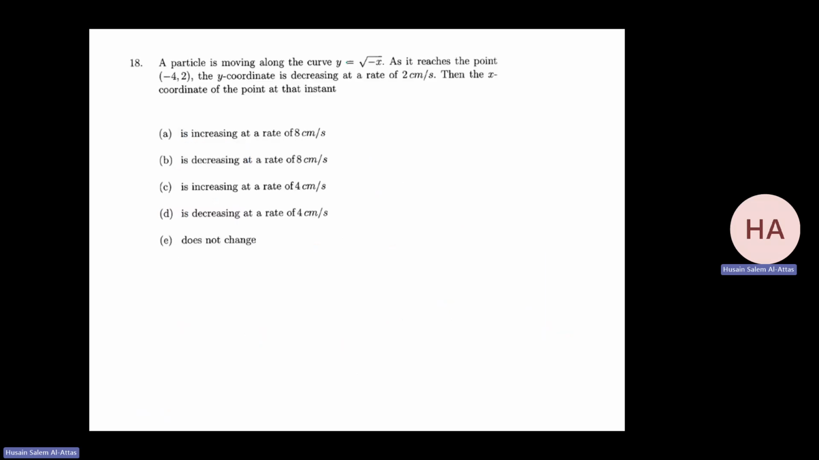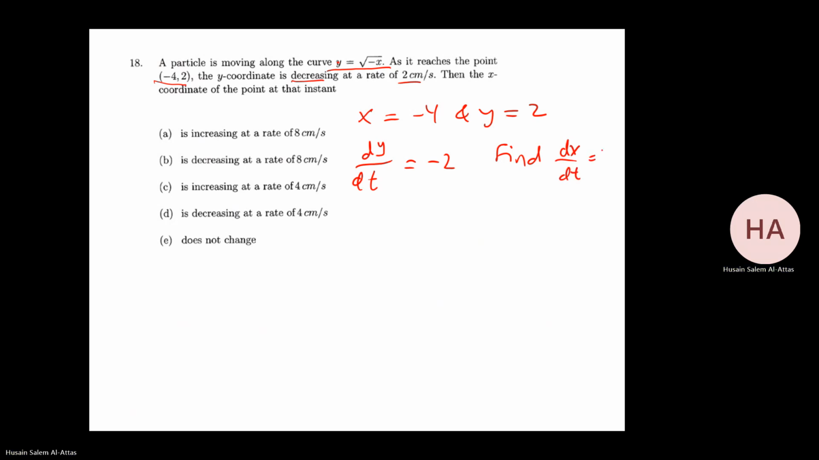A particle is moving along the curve. This is the curve given. The equation is given. This is the point, so I have x equal -4 and y equals 2. The y coordinate is decreasing at this rate, so I have dy by dt equal -2. Find dx by dt equal what? And we have the relation. Now it's easy this time.